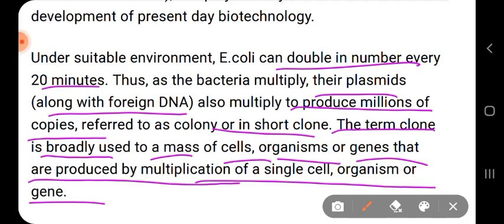So the vector that we are using is inserted into the host, and as they are multiplying, the vector inside the cell is also getting multiplied as well. Thus, we can get millions and millions of copies of our desirable DNA within a short period of time.